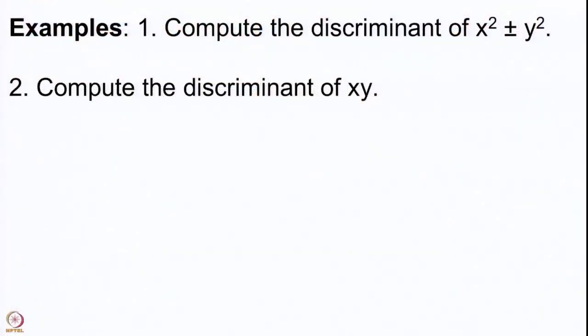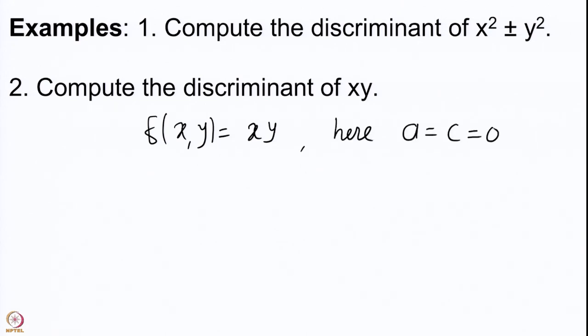Compute the discriminant of xy. I have chosen this example because here both A and C are 0. Here A equal to C equal to 0. You do not have x square coordinate, you do not have y square, and B is 1. So our D is B square minus 4AC, and this is simply 1. So the form is the form xy, and its discriminant is positive, that discriminant is equal to 1.